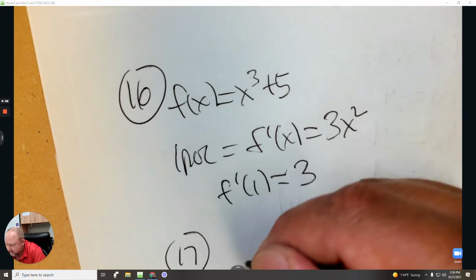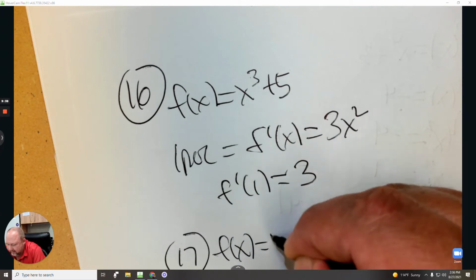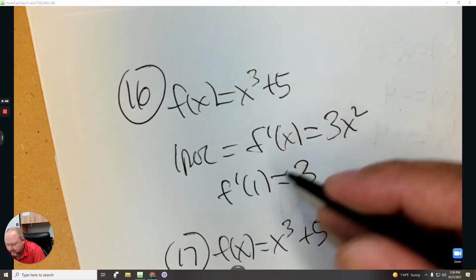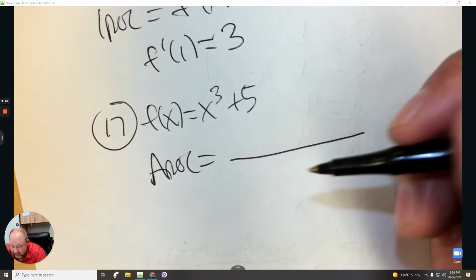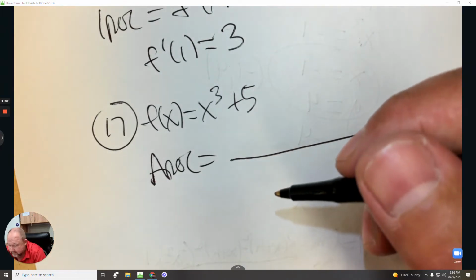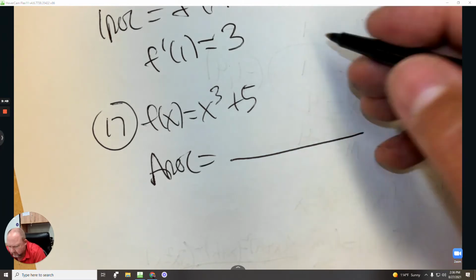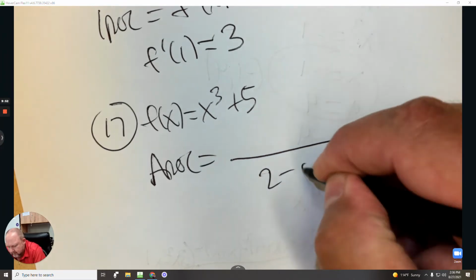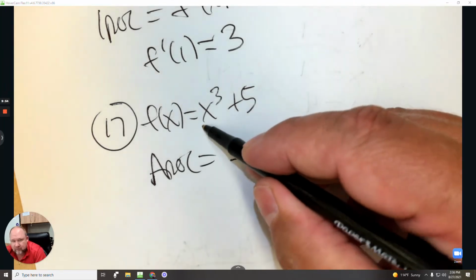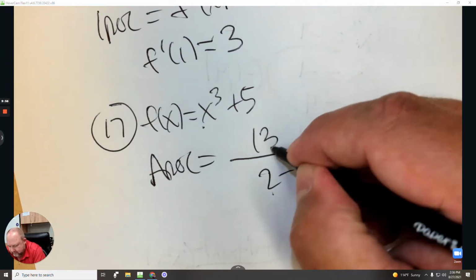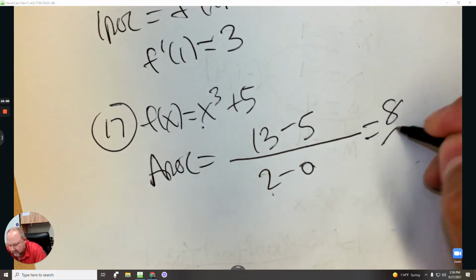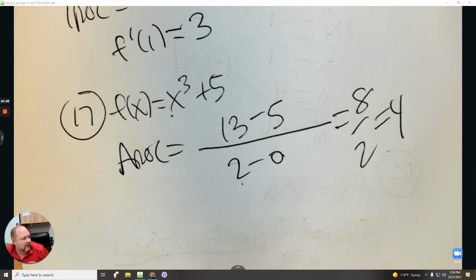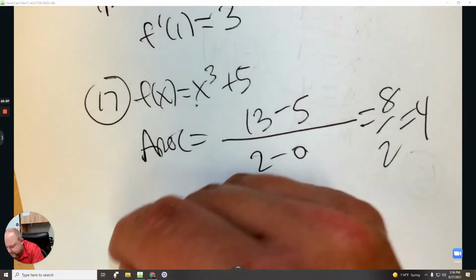Number 17. The function is x cubed plus 5. AROC is y2 minus y1 over x2 minus x1. So what are the x values? 0 and 2. So we subtract those and then plug 2 in, that's 8 plus 5. Plug 0 in, and that's 5. And there's your answer. So 8 divided by 2, so the average rate of change is positive 4. Number 18.